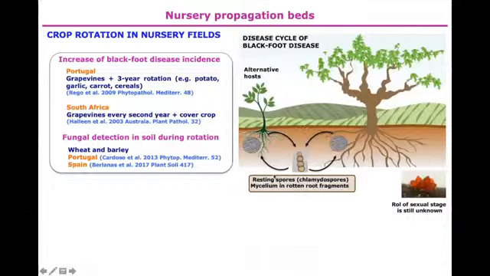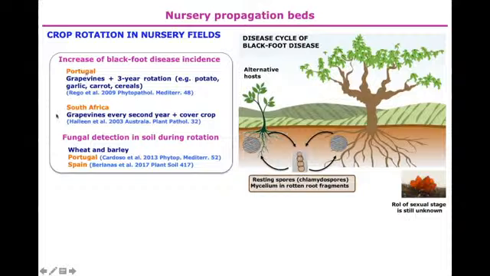Blackfoot pathogens persist in soil as mycelium in rotten root fragments or as resting spores, called chlamydospores, that can survive for several years. Blackfoot pathogens can also infect alternative hosts, such as wheat or cereals, which makes the implementation of crop rotation in nurseries very difficult.